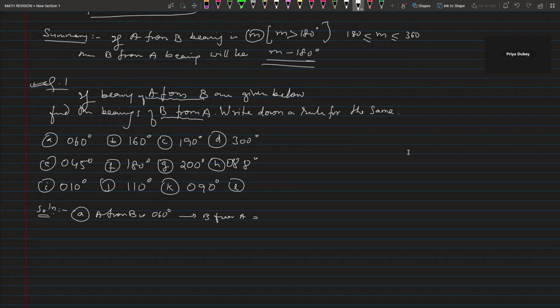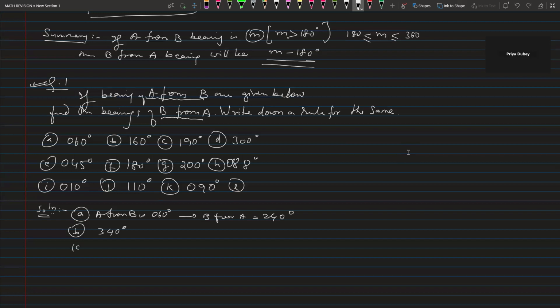How much will it be? 180 plus 60 equals 240, correct? 240 degrees. Okay. Can you tell me the answer for B? That would be 180 plus 160. How much is 180 plus 160? 340. Very good. 340 is the answer.